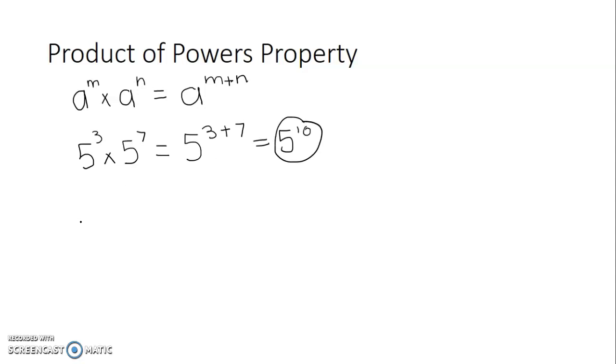Now, suppose we had 3 to the 3 times 4 to the 5. Now, we cannot solve this question using this property because they have different bases and different exponents. This property only works if they have the same base and different exponents.